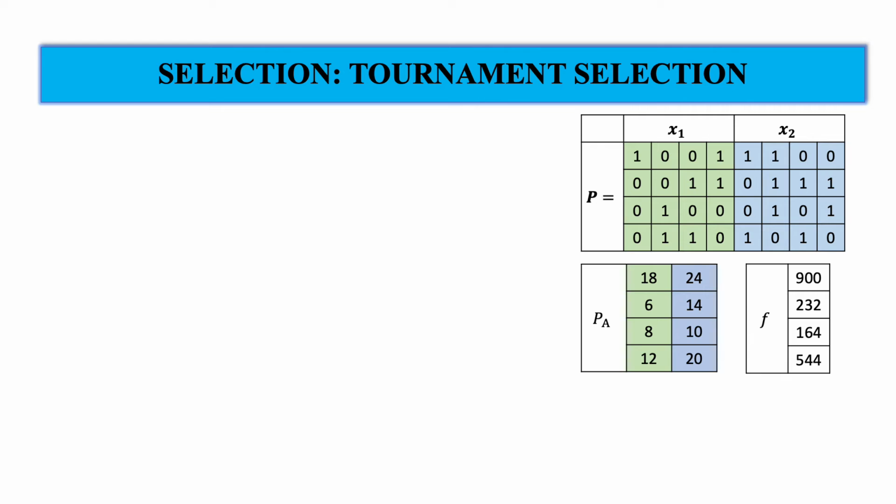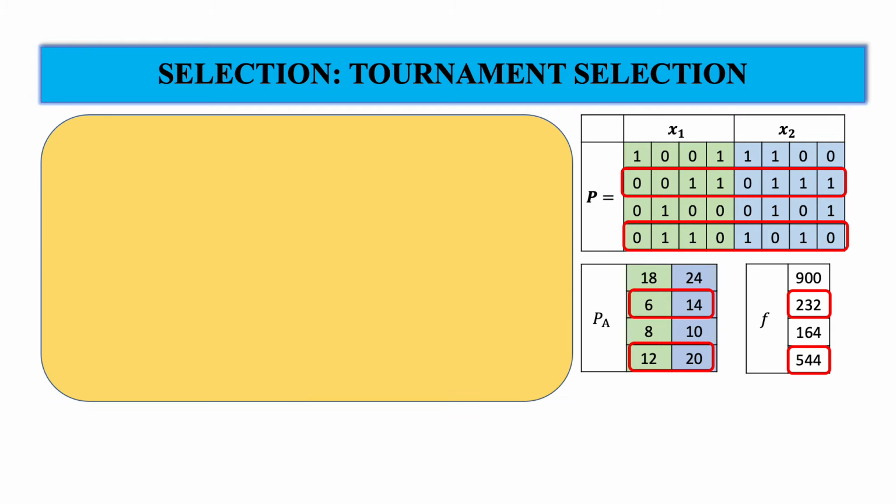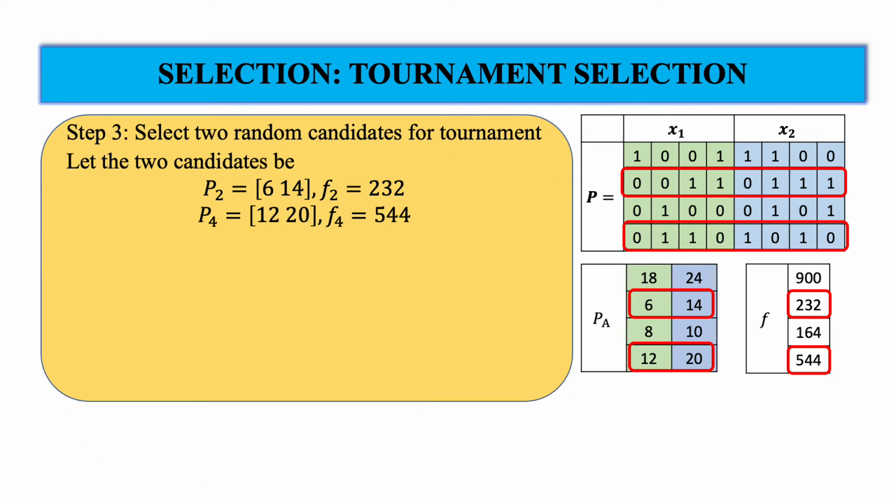So this is what we have so far, and we need to randomly select 2 solutions, and let's say the selected solutions are P2 and P4 and their corresponding fitness. So these 2 solutions are going to compete, and the winner will be put into the mating pool.